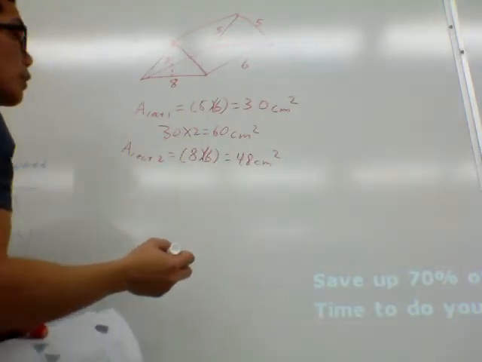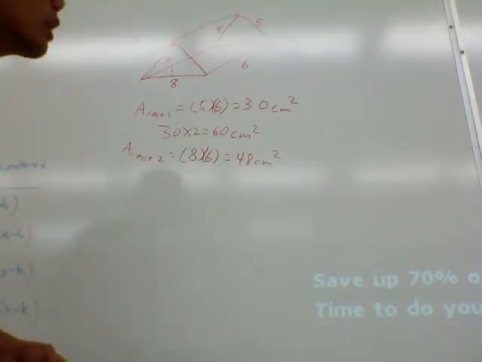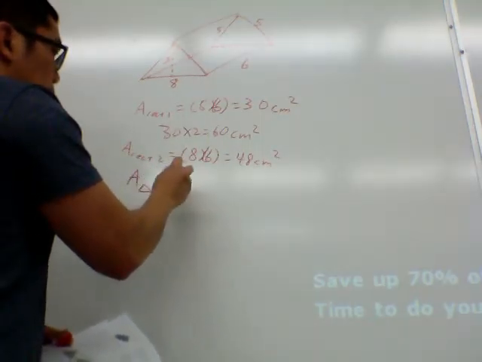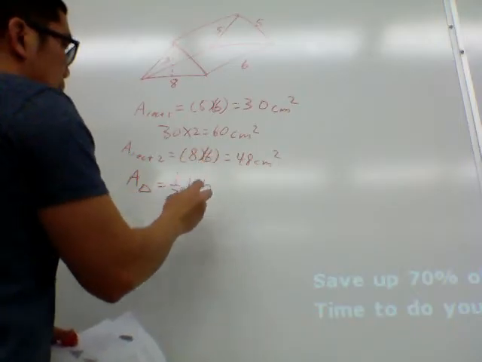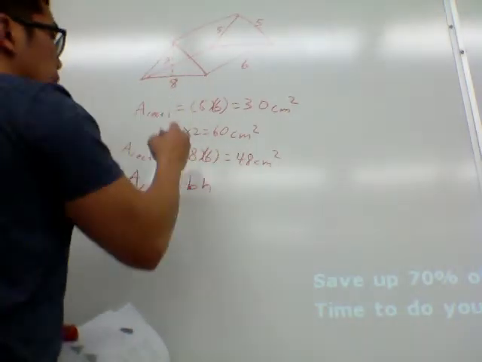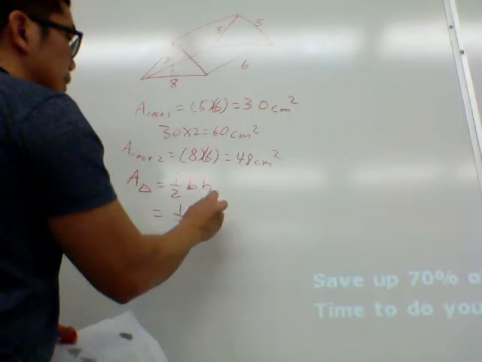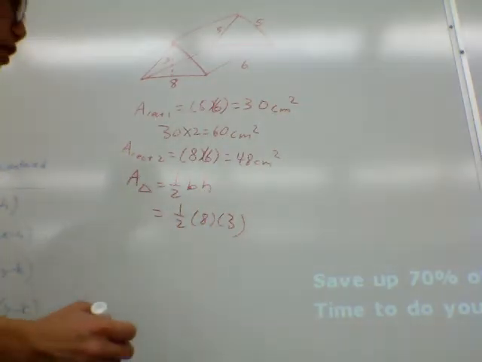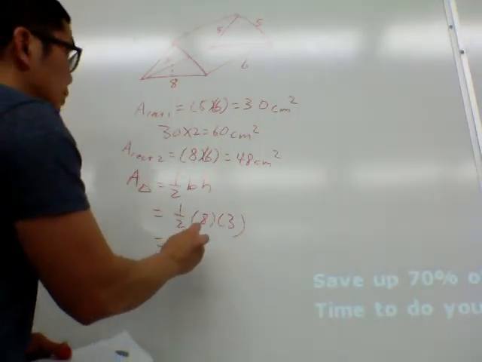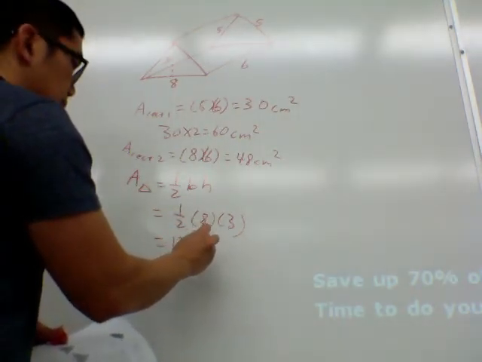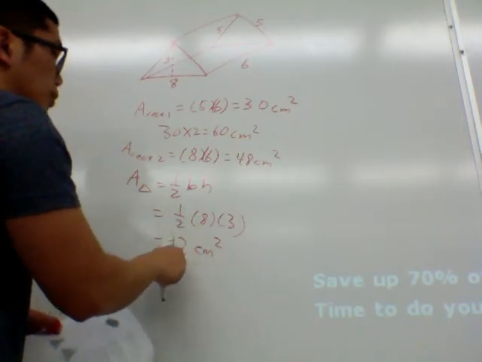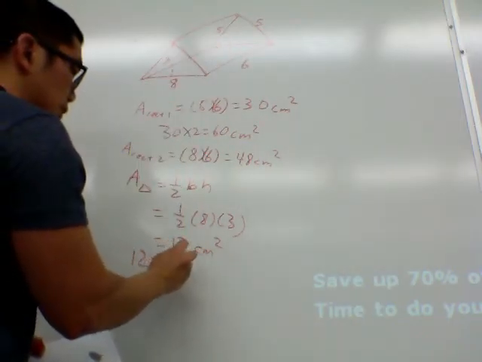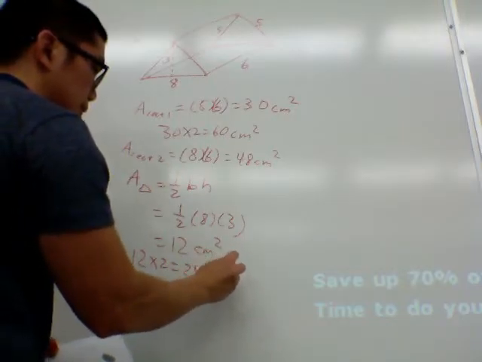Then I need to find the area of the triangle. The area of the triangle here is going to be 1/2 base times height. It's 1/2 times 8 times 3. 3 is the height of your triangle. So this is going to be 12 centimeters squared. And then I'm going to multiply this by 2 since I have 2 triangles. So 12 times 2 is equal to 24 centimeters squared.